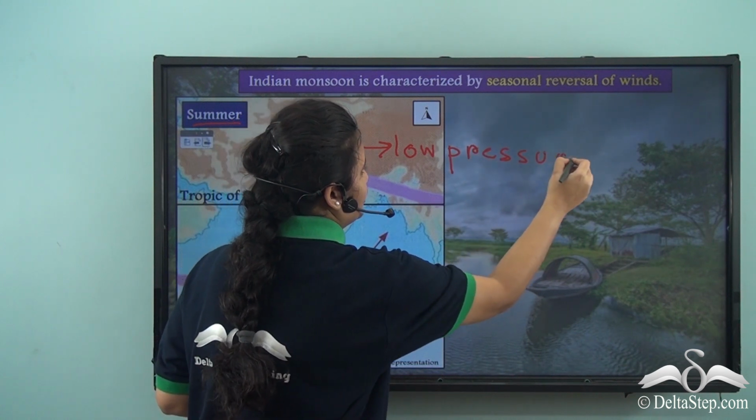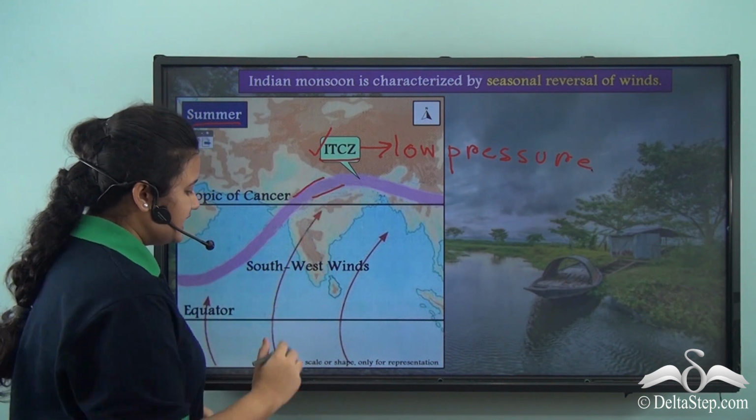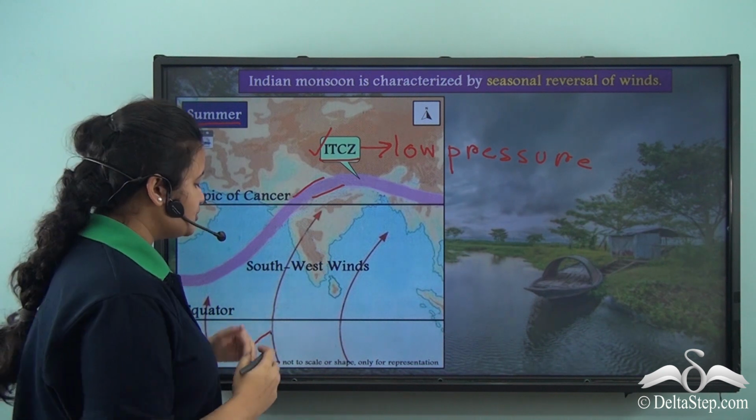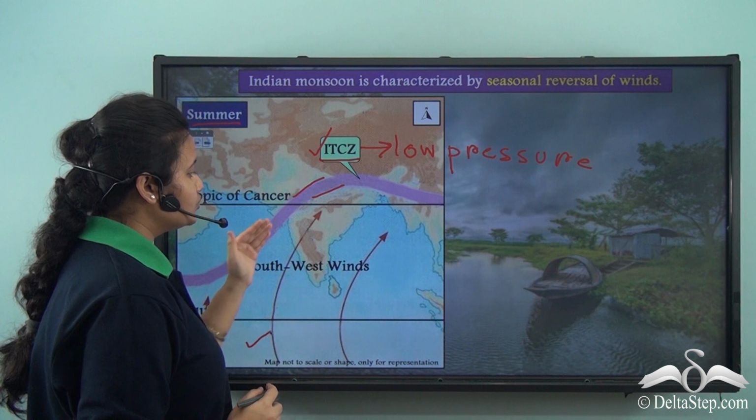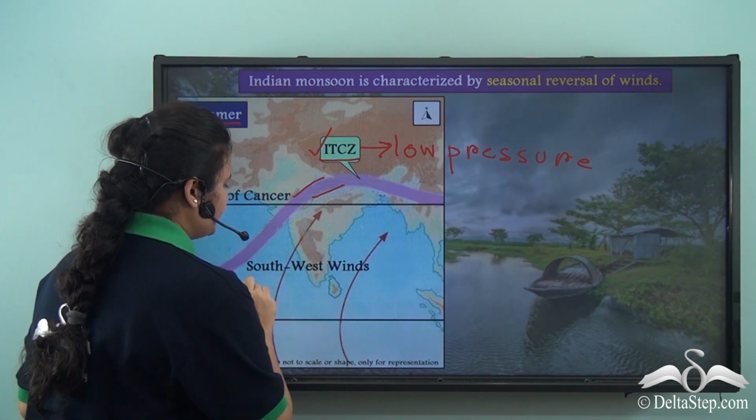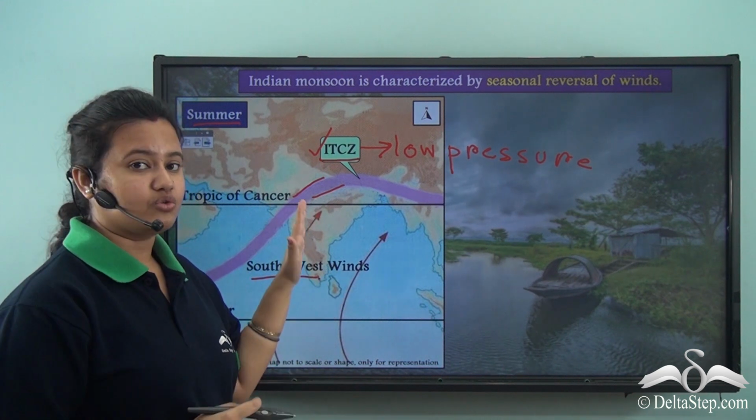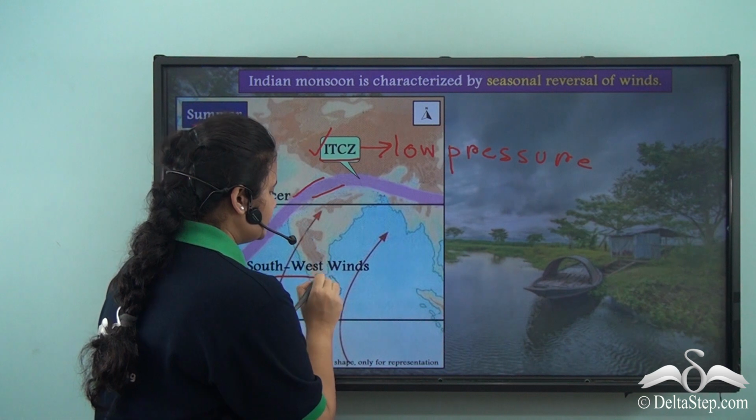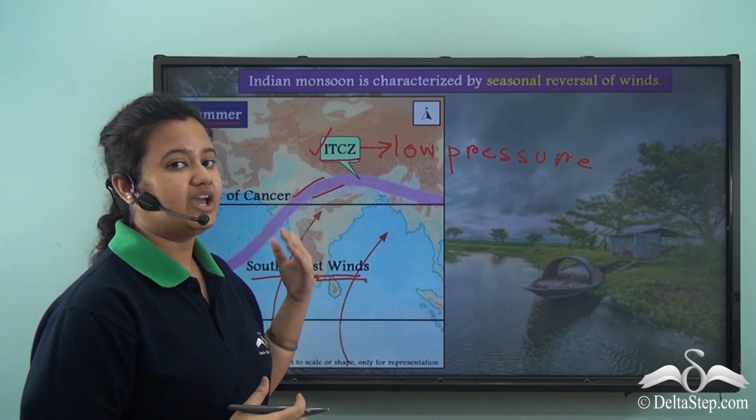and this low pressure region that prevails over the northern plains attracts the southeast trade winds of the southern hemisphere, which after crossing the equator get deflected and blow towards India in southwest direction. Therefore, the monsoon winds that are prevalent over the Indian subcontinent during summer are known as southwest monsoon winds, and they are named after the direction in which they blow.